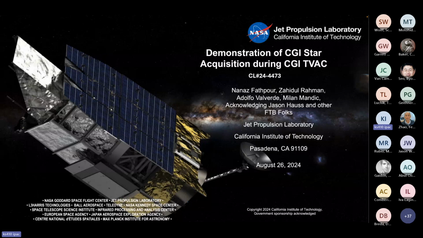Hi, my name is Nanaz Fathpour, and I'm part of the PACE team, Pointing Acquisition and Control Management. We designed and delivered algorithms for star acquisition, line of sight control, which Milan Mandic is going to talk about, and focus and uncertainty controls that June is going to talk about. So I'm starting with star acquisition.